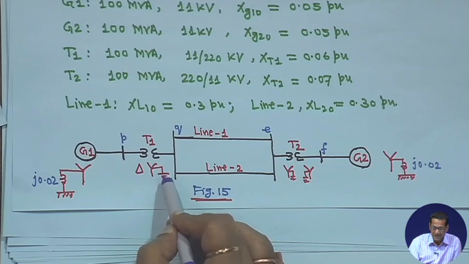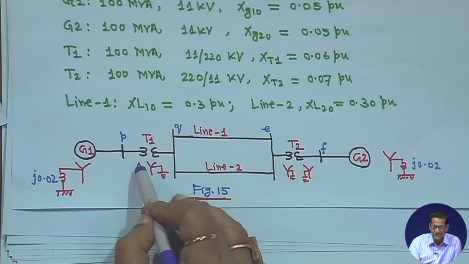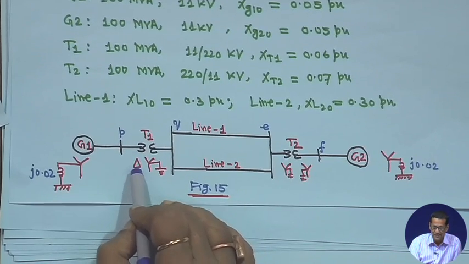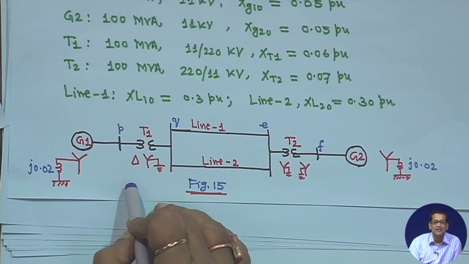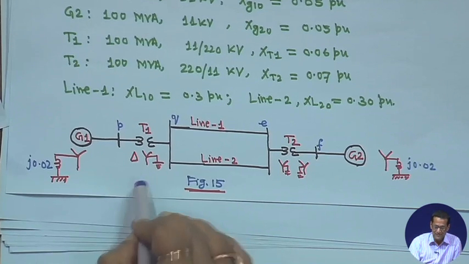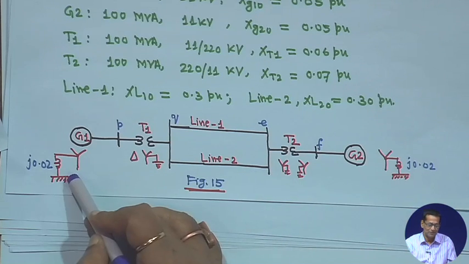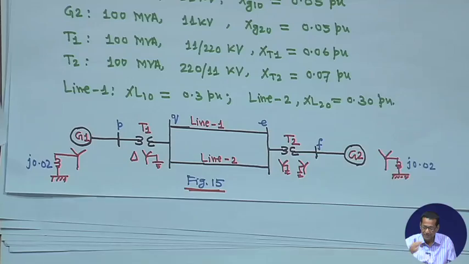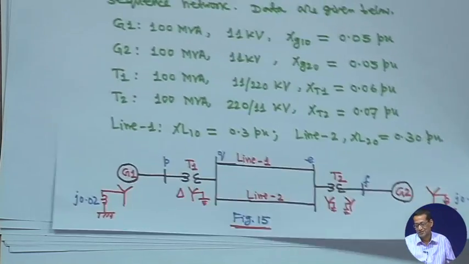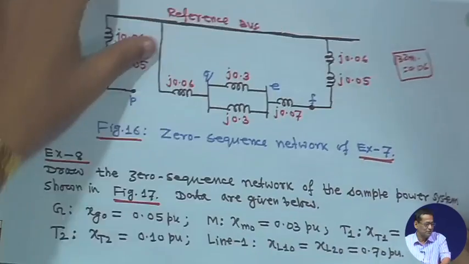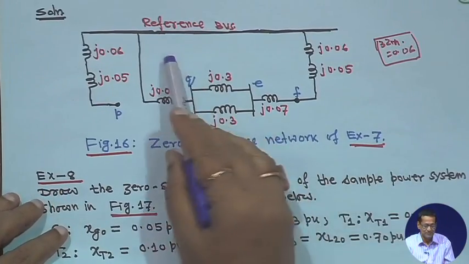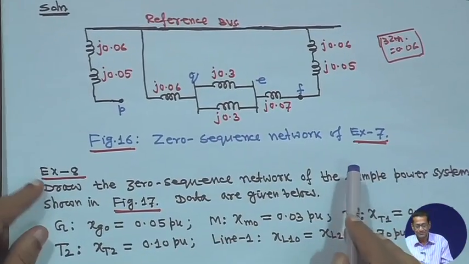Instead of delta star, take a star star transformer, with the primary side star and the other side star grounded, and please draw the zero sequence network on your own. But for this problem, these are all star grounded, so there is absolutely no problem in drawing this zero sequence network. This is your reference bus.